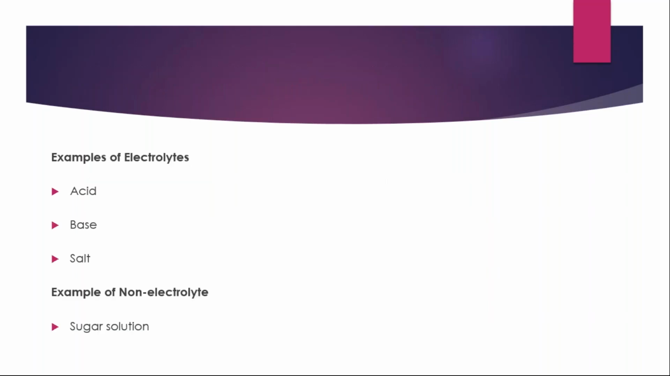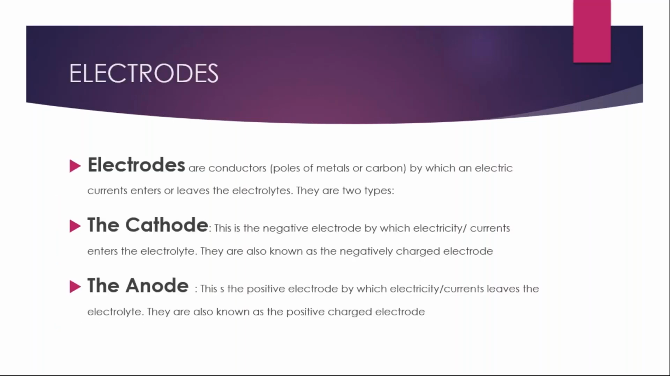Examples of electrolytes are the acid, the base, and the salt. And for the non-electrolytes, an example is the sugar solution. A sugar solution does not allow the passage of electricity through it. So those are the examples.